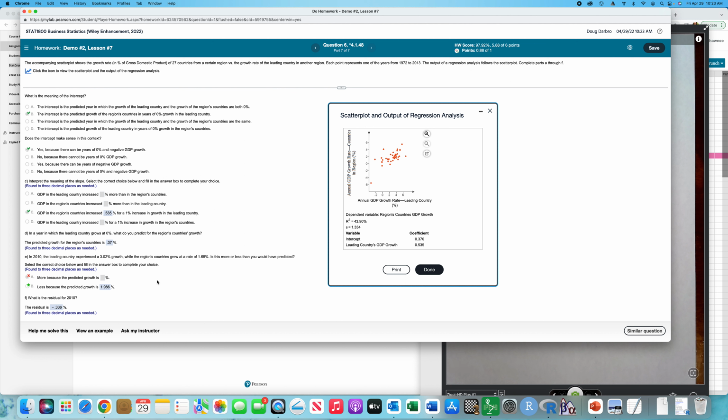Now, here's where I felt like a bozo. I could not, for some reason, type this 1.65 incorrectly. I'll prove to you that I can. So in 2010, the leading country experienced a 3.02 growth, while the nation's country grew at a rate of 1.65. So what I need to do is put 3.02 in my model.